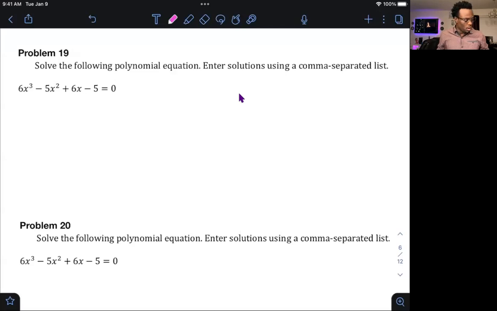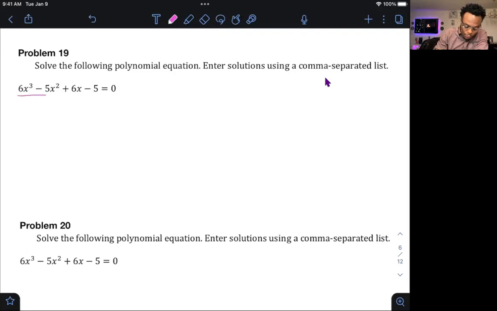So next problem is the same type. We are trying to solve this equation and make sure that when we get the solution, we separate the list of solutions by a comma, which is usually what we do, right? So this equation already has all the terms on one side and 0 on the other side, which is good, and it's a four-term expression. We can try to see if we can factor by grouping.